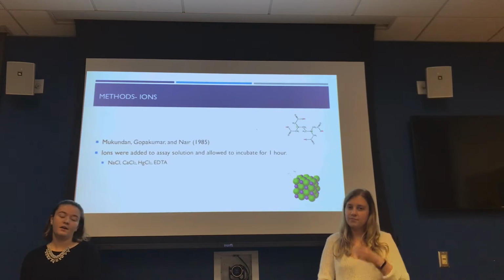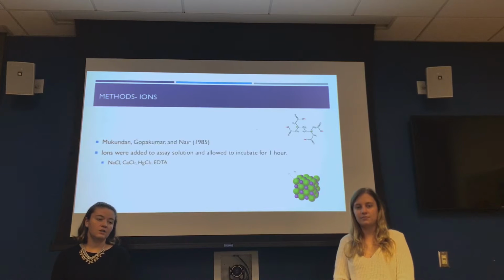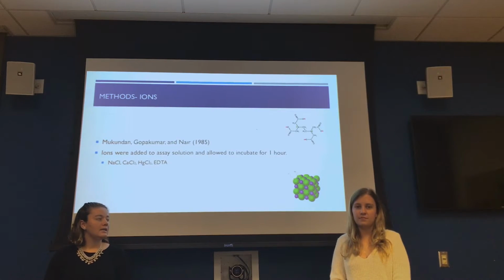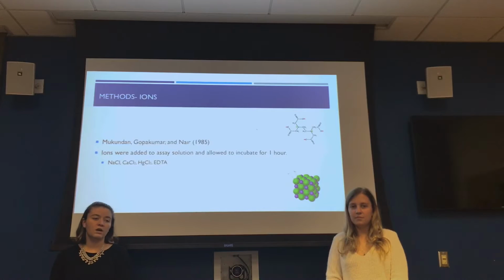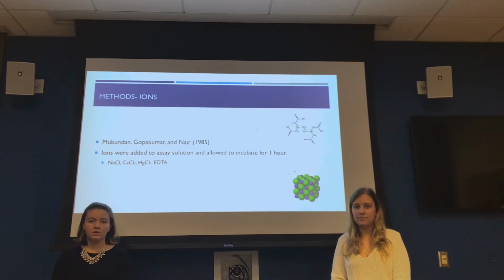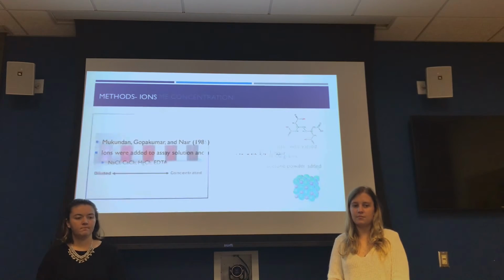And our next factor is ions. The researchers looked at the ions sodium chloride, calcium chloride, mercuric chloride, and EDTA. They used a 1985 study, and they took 1 milliliter of 0.01 molar solutions of each of these ions and added it to the assay solution, and then they allowed an incubation period of an hour, and then they looked at the lipase activity.